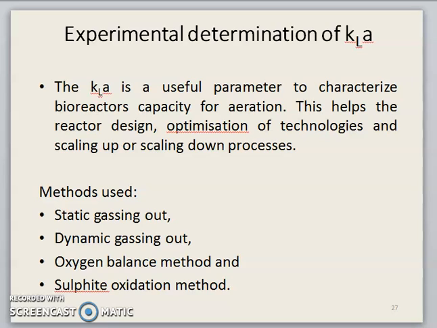The KLA is a very useful parameter to characterize the bioreactor capacity for aeration, meaning the ability and capacity of the reactor in terms of the mass transfer rate. This helps reactor design, optimization of technologies, and scaling up or scaling down the process.